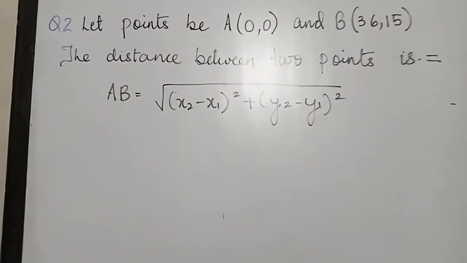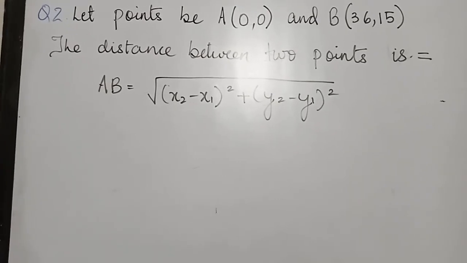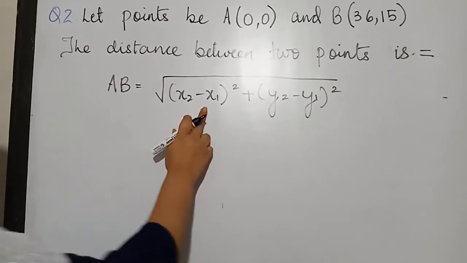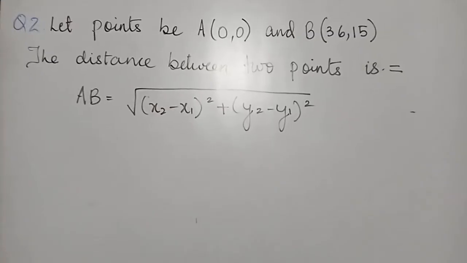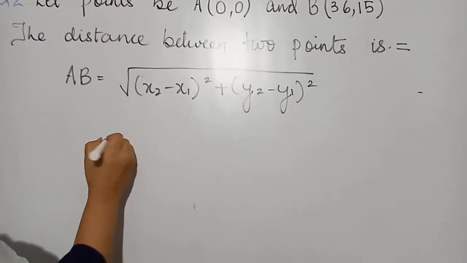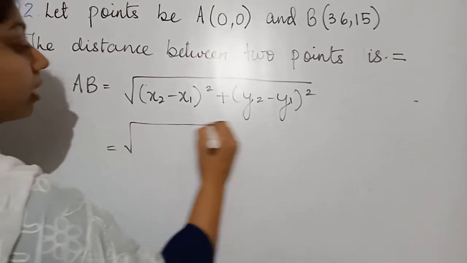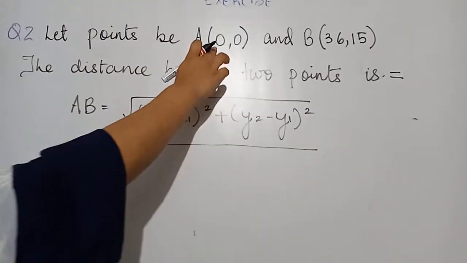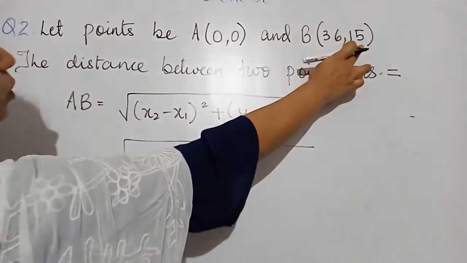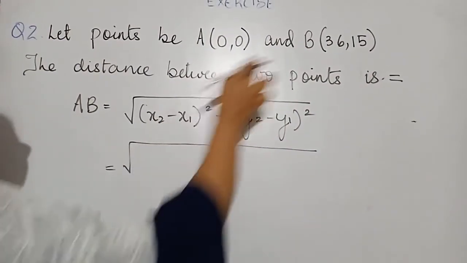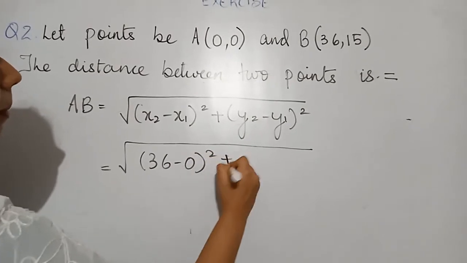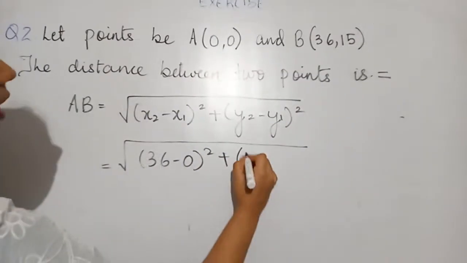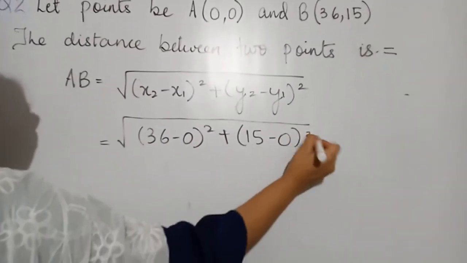This can be done with the help of the distance formula. The distance formula is the square root of x2 minus x1 whole square plus y2 minus y1 whole square. Now, let us see what is x2 and x1. Let these points be x1, y1. Let these points be x2, y2. So, x2 minus x1 whole square, that is 36 minus 0 whole square, plus y2 minus y1 whole square, that is 15 minus 0 whole square.